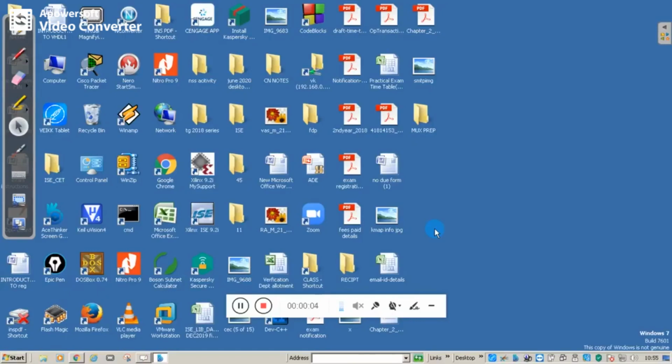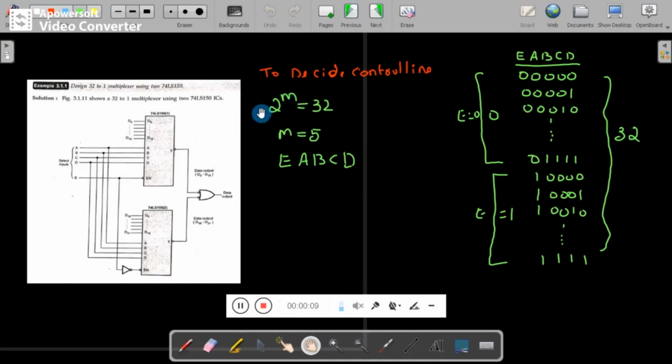Today we will solve one problem related to multiplexer. The problem statement is design 32 to 1 multiplexer using 74LS150. So we need to design 32:1 multiplexer using 74LS150.